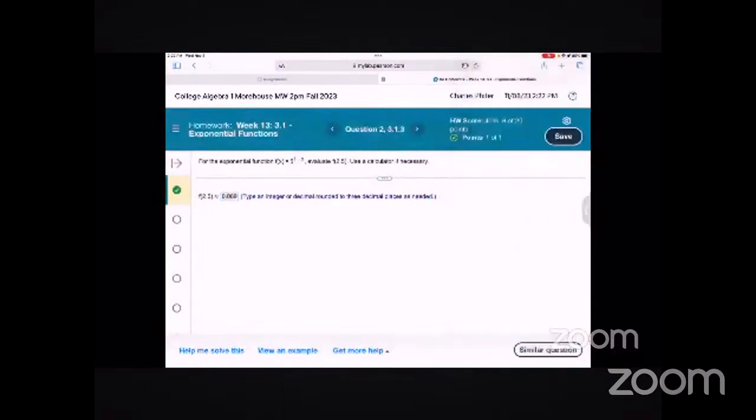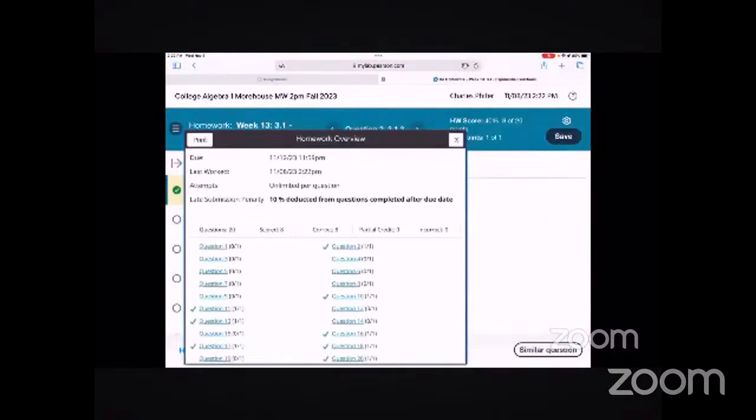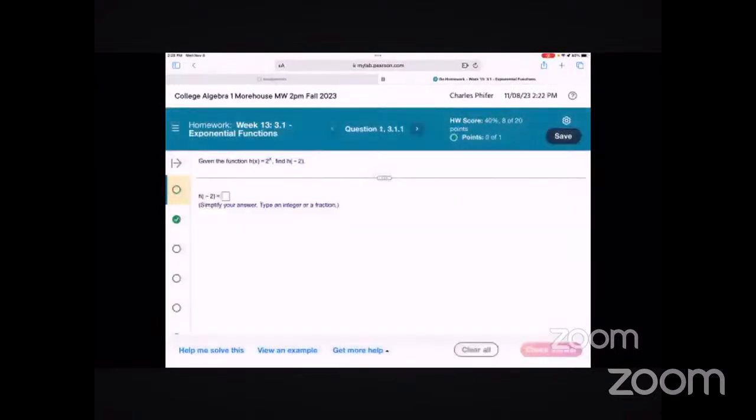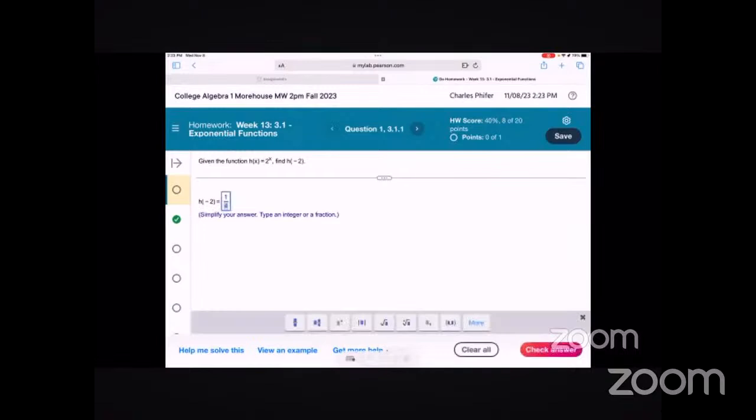Hey, Google, give me a random number between 1 and 20. 1. Given this function, -2. Okay, so when x is -2, that's going to be 1 over 2 squared, which is 1 over 4. So we're just going to go with 1 over 4.